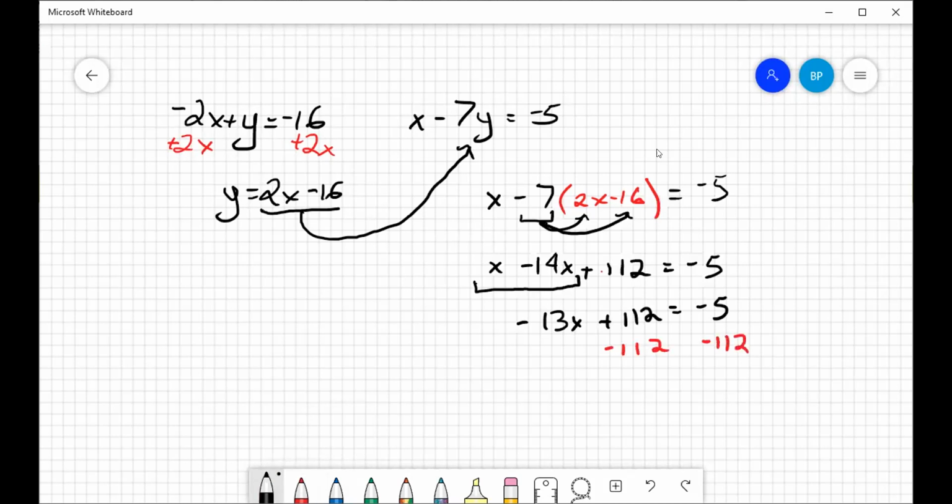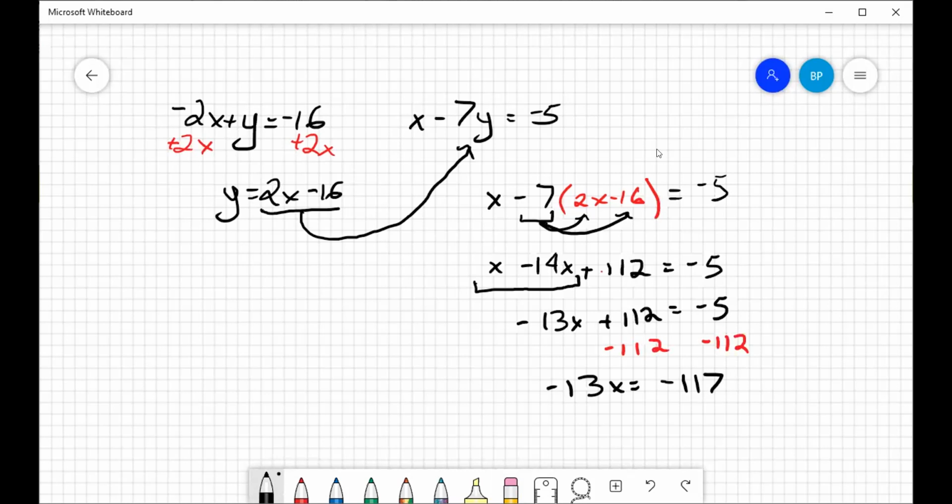So I get -13x equals -112. Or sorry, that's not correct. Let me fix that. -117, because -5 and -112 give me the -117.